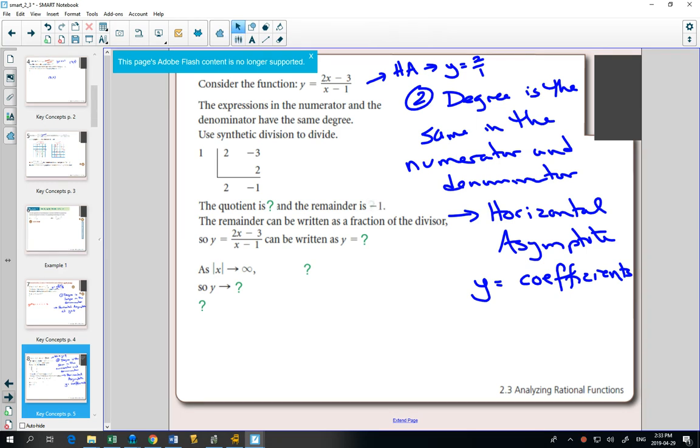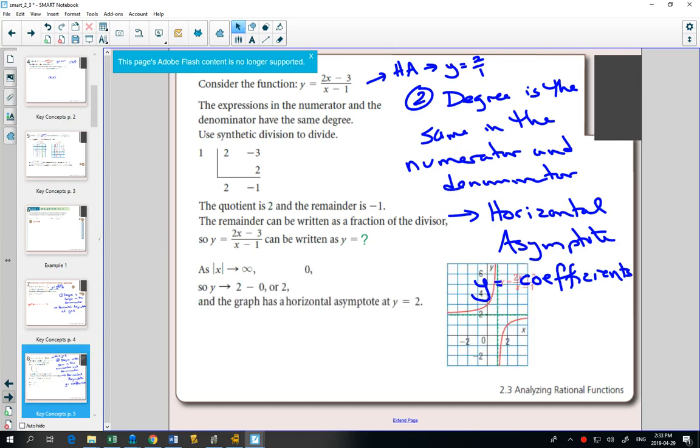They go into a synthetic division remainder thing that we do not need to know, so you can ignore that. It's that simple, that it's at y equals 2.